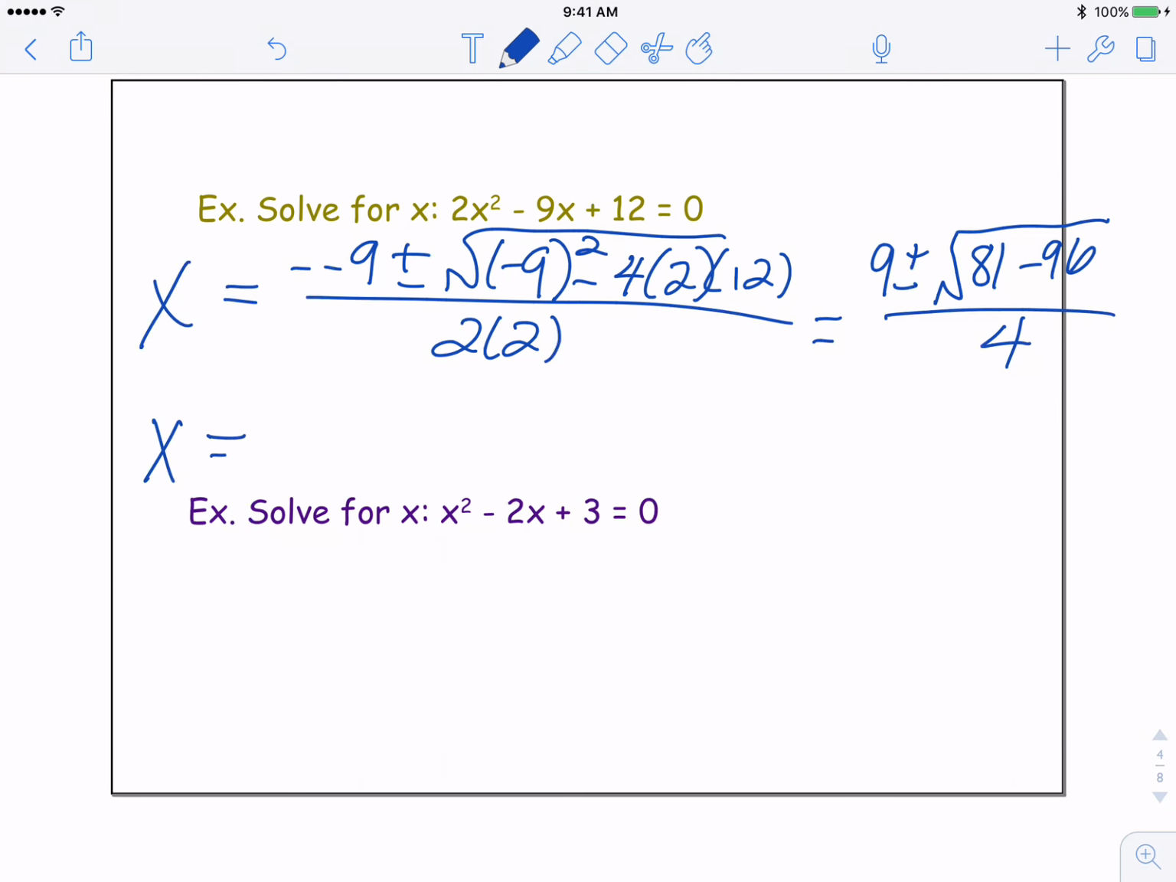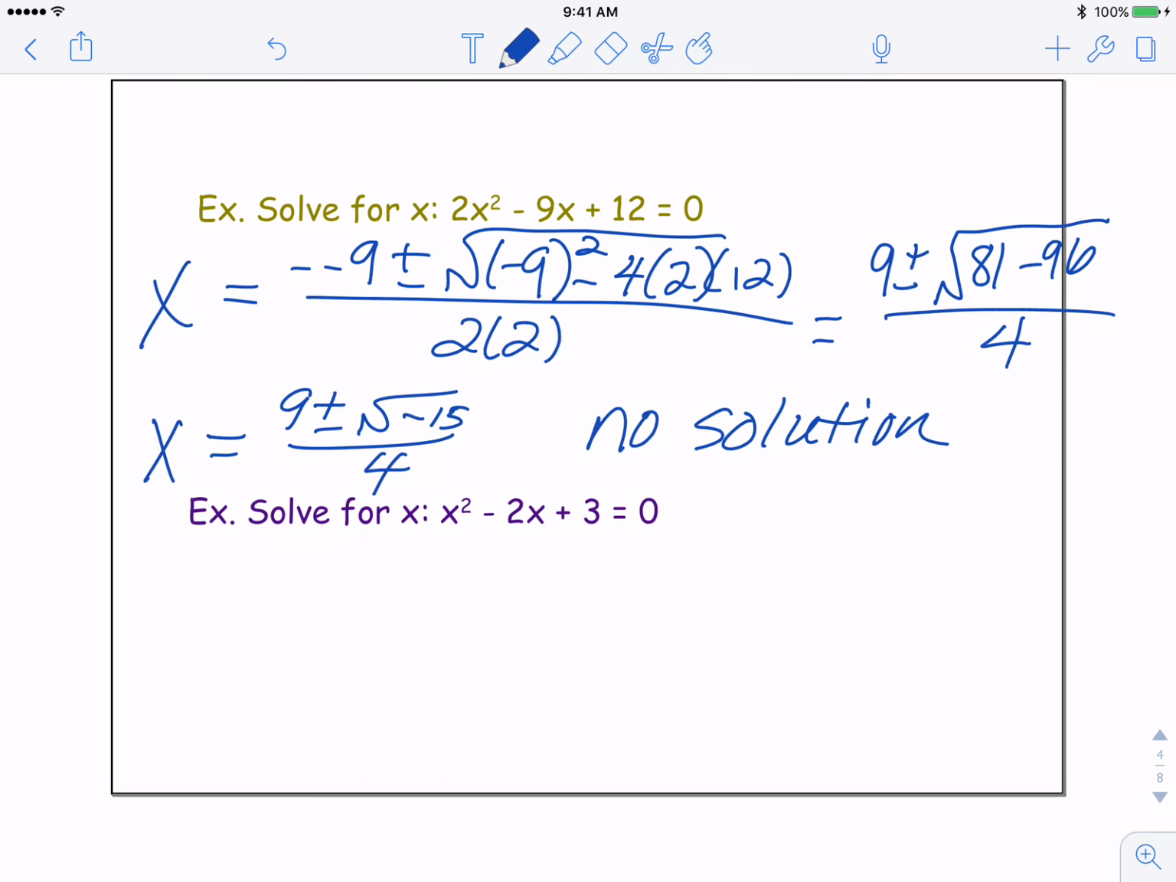Simplifying that one step further, I'm going to have x equals 9 plus or minus the square root of negative 15 all over 4. I cannot take the square root of a negative number, so this is going to have no solution here. There is no point in this parabola that's going to cross the x-axis.